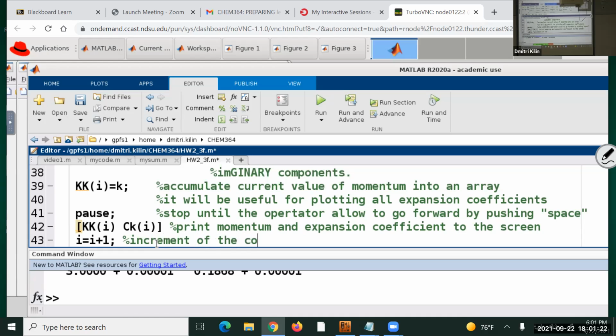Increment of the counter variable and save. I don't know if you enjoy this activity. Let me make visits and check how you guys are doing. And I expect your writing will be much more interesting.